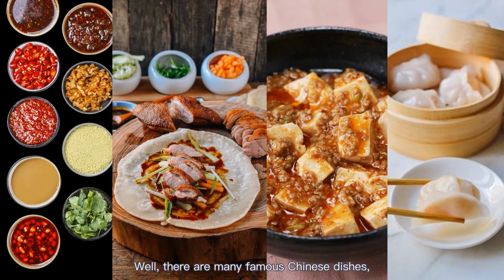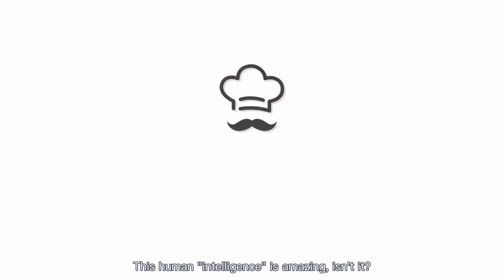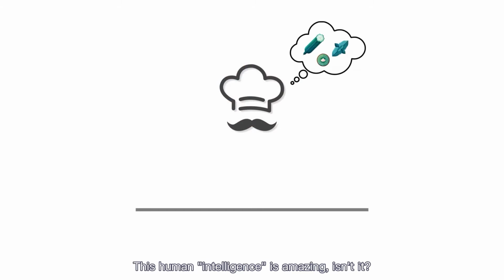Well, there are many famous Chinese dishes, many of which have been created by accident. Sometimes it's because of the lack of something in the recipe, so the chef chooses a substitute or improvises based on available ingredients in the kitchen, and thus creates a new recipe like no others. This human intelligence is amazing, isn't it?